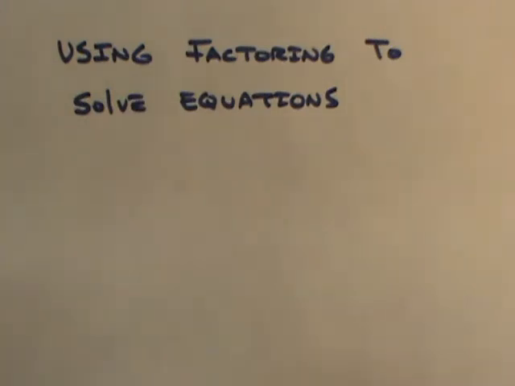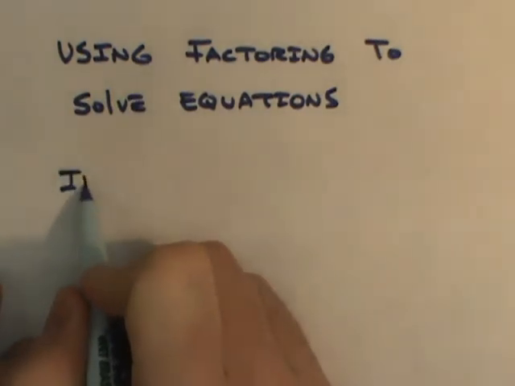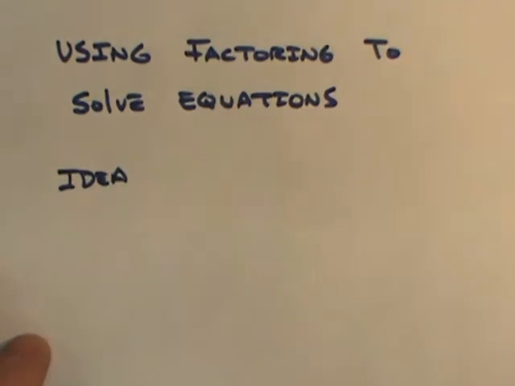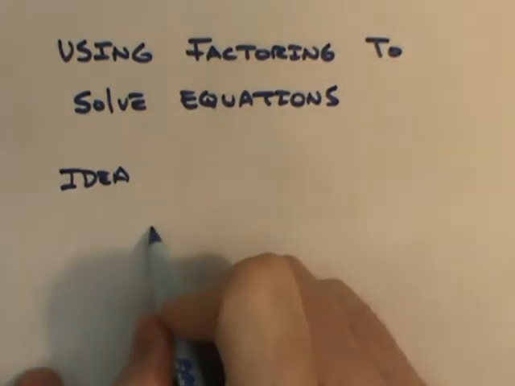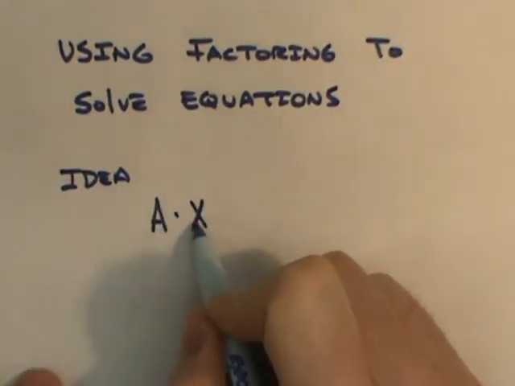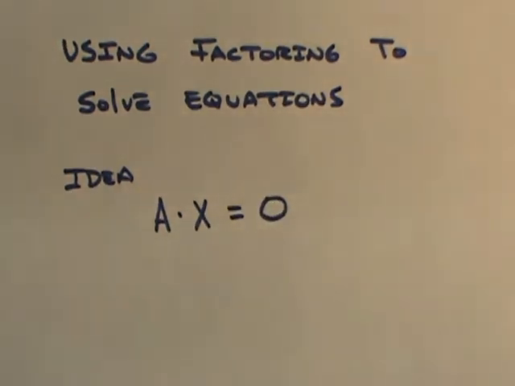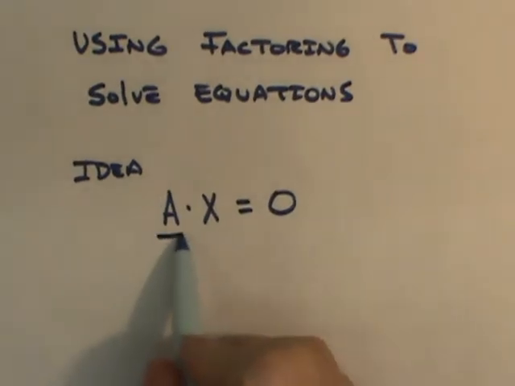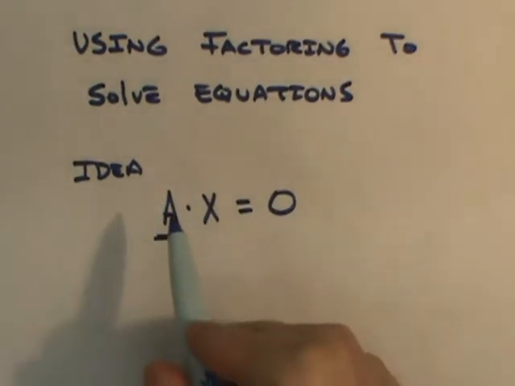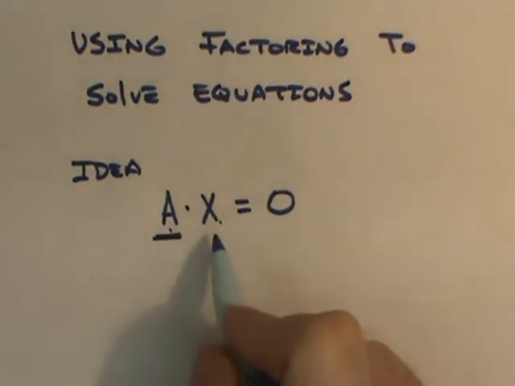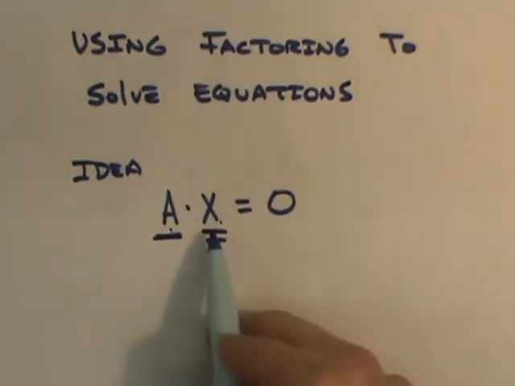Now, the first thing I want to do is just talk about an idea here. Let me throw two variables at you. Let me say that a times x is equal to 0. What can you tell me about this statement? Now, I'll tell you it's true. I guarantee you it's a true statement. So what can you tell me? Hopefully as you look at that, you recognize that either a is going to be 0, because 0 times anything is 0, or x is going to be 0.